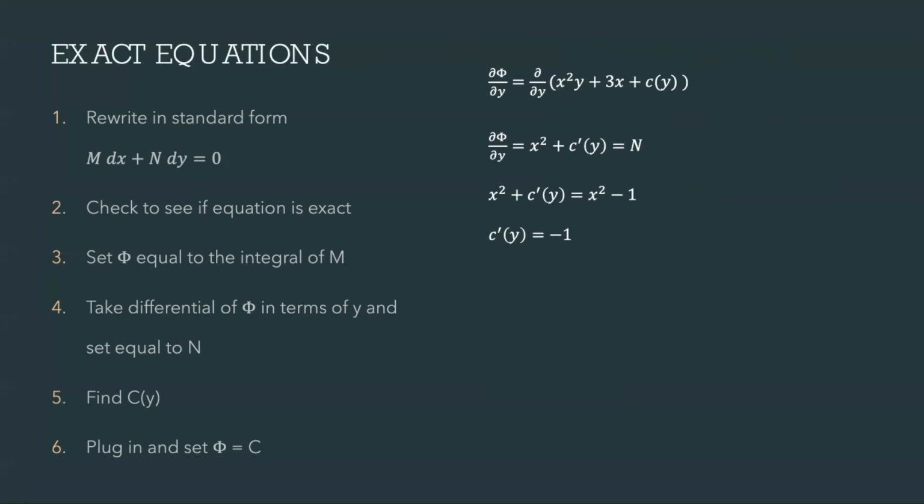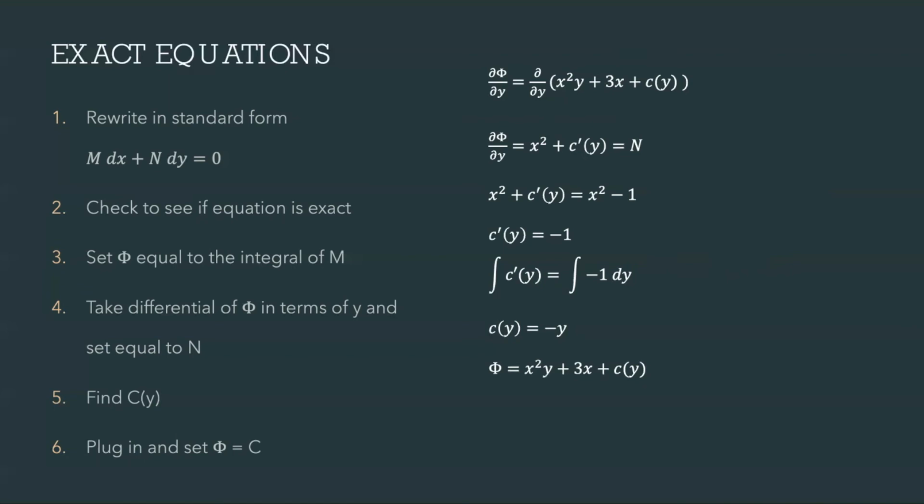negative 1. And for step 5, we have to find c of y. And how do we find c of y when we are given c prime of y? We just have to take the integral of both sides. So solving for the integral, c of y is equal to negative y.